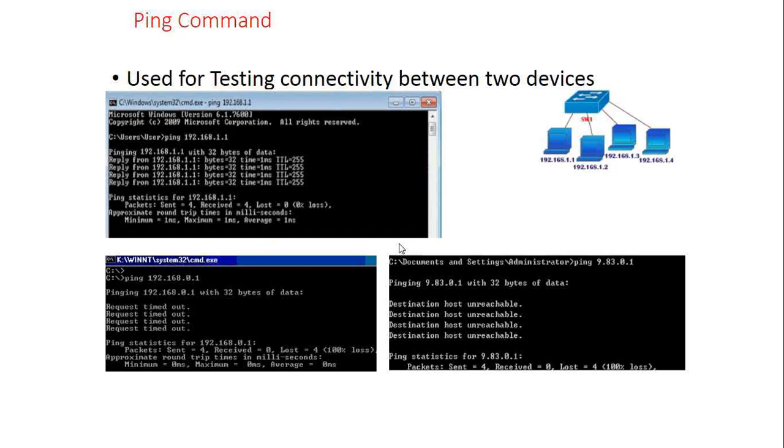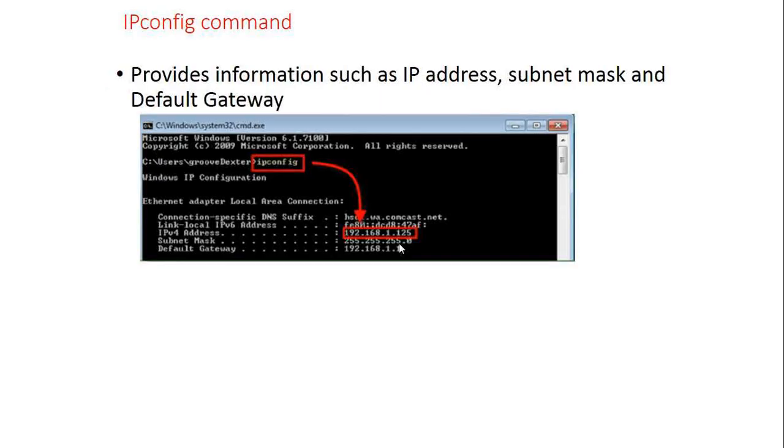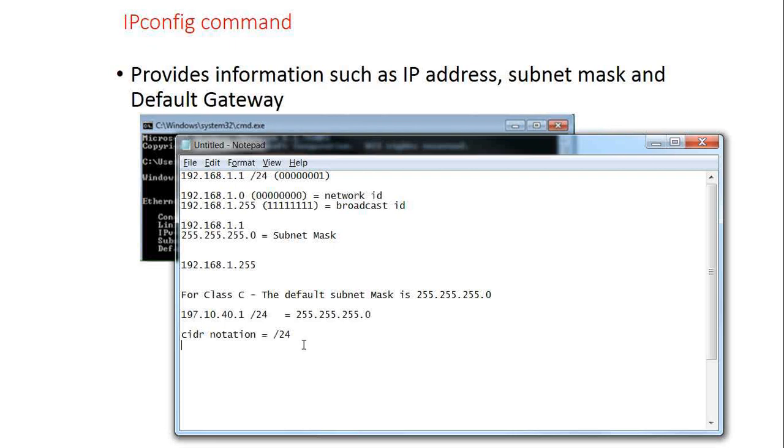Okay. So we have checked the ping command. You can use the ping command to test connectivity between two devices. Okay. Default gateway. So we have seen IP, we have seen subnet mask. Now let's discuss the default gateway. So what is a default gateway?